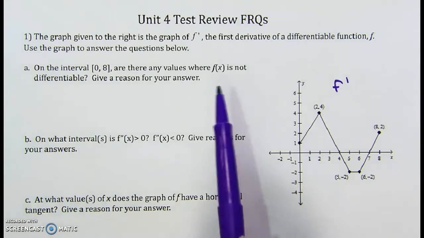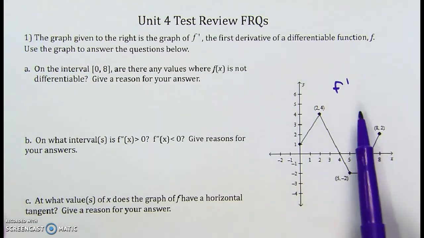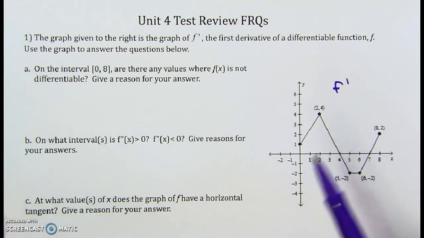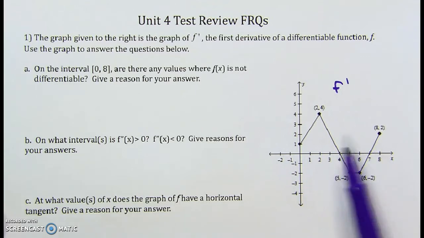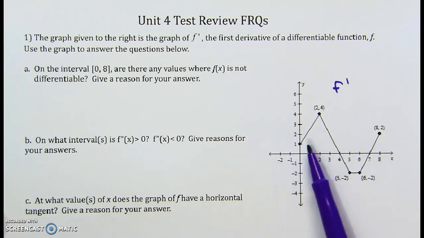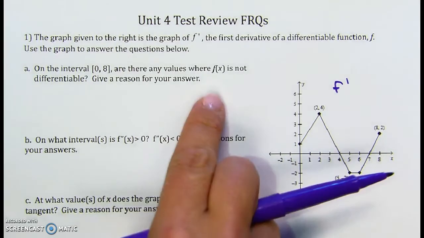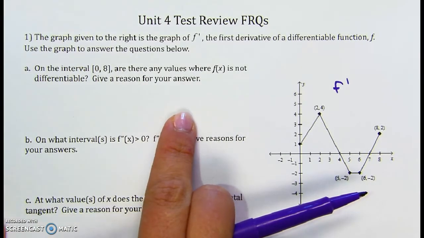So f would be not differentiable when f prime doesn't exist. So does f prime exist everywhere from 0 to 8? Are there any points where the derivative does not exist? I'm saying lots of nots, but since there's a point everywhere from 0 to 8, f is differentiable everywhere. Okay, so let's answer correctly.